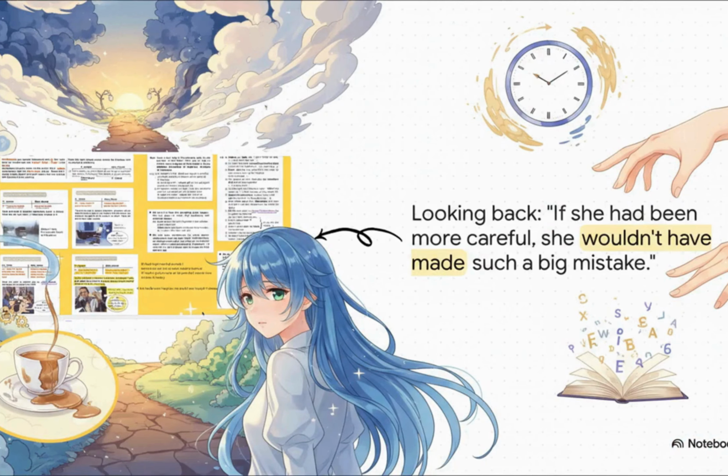Oof, this example really hits home, doesn't it? The reality is, she wasn't careful and she made a mistake. We can't change that. The past is set in stone. But we can look back and say, if she had been more careful, she wouldn't have made such a big mistake. It's a really powerful way to think about what could have been.